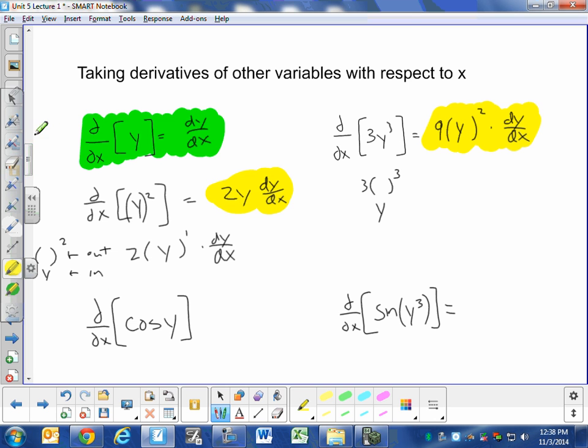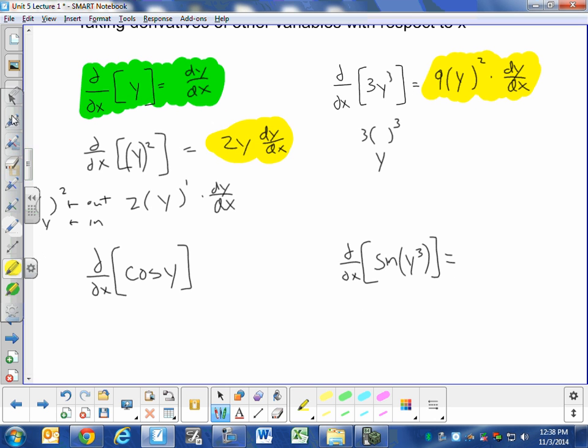Let's try cosine y. Well, you can write it as cosine of y. You can use the chain rule: take the derivative of the outside, leave the inside, then take the derivative of the inside. Outside is cosine, the inside is y. What do I get?